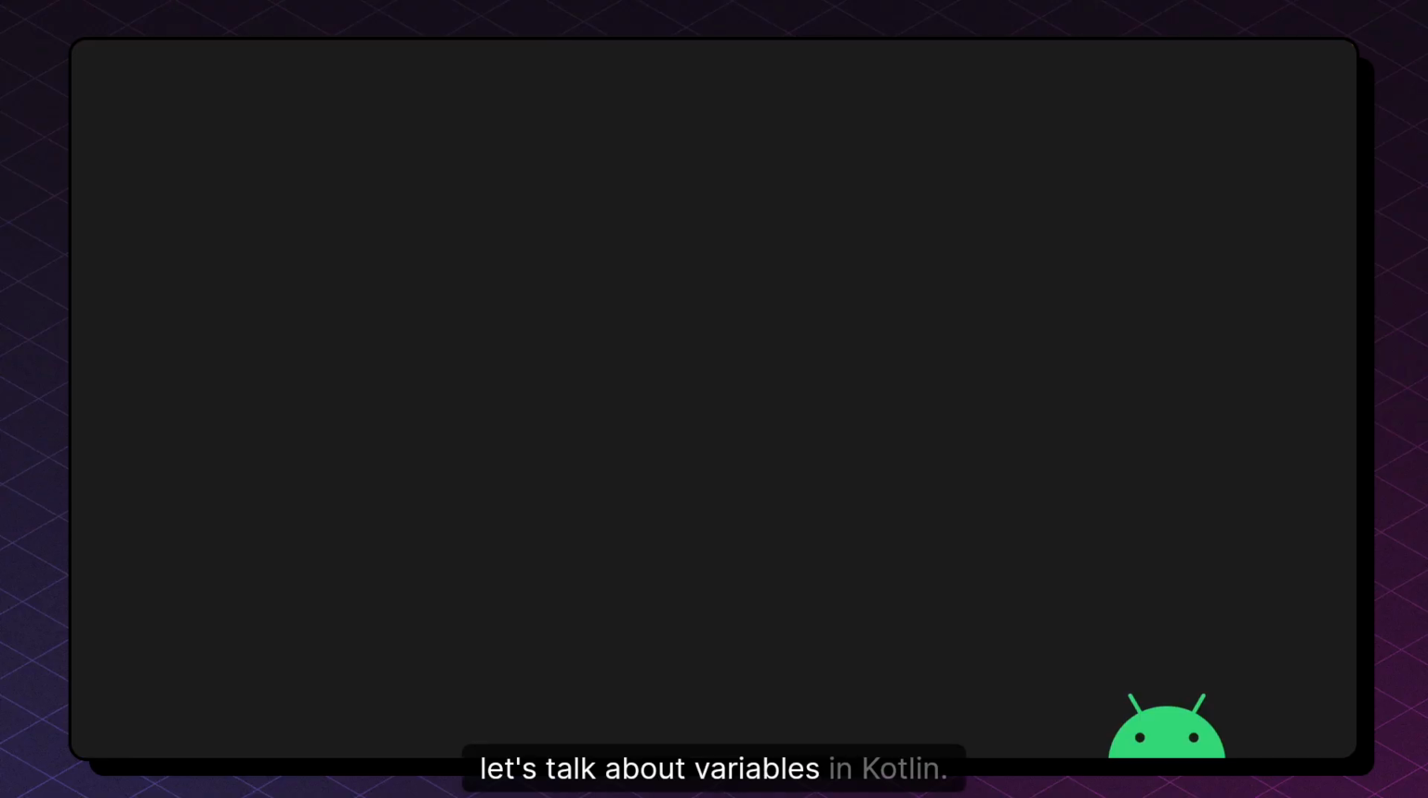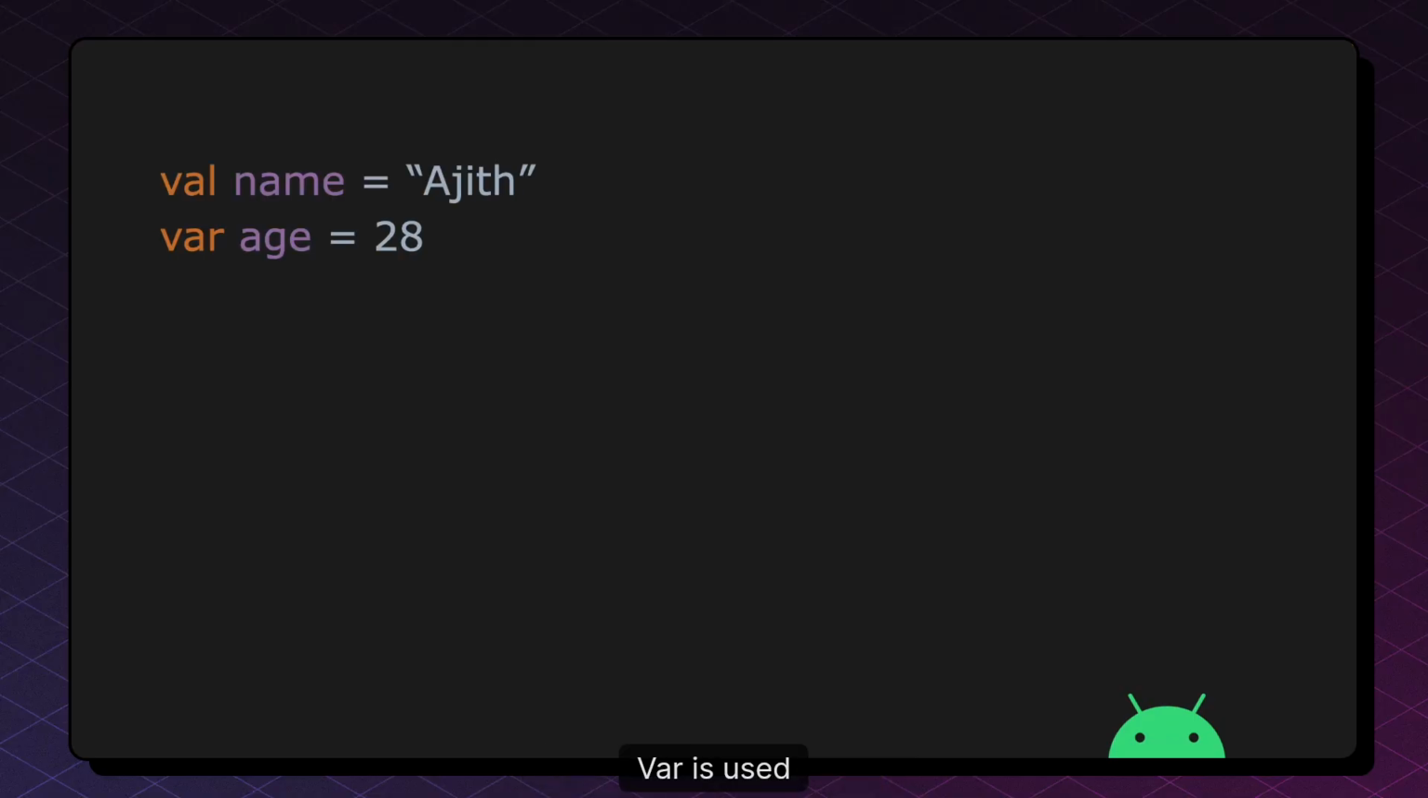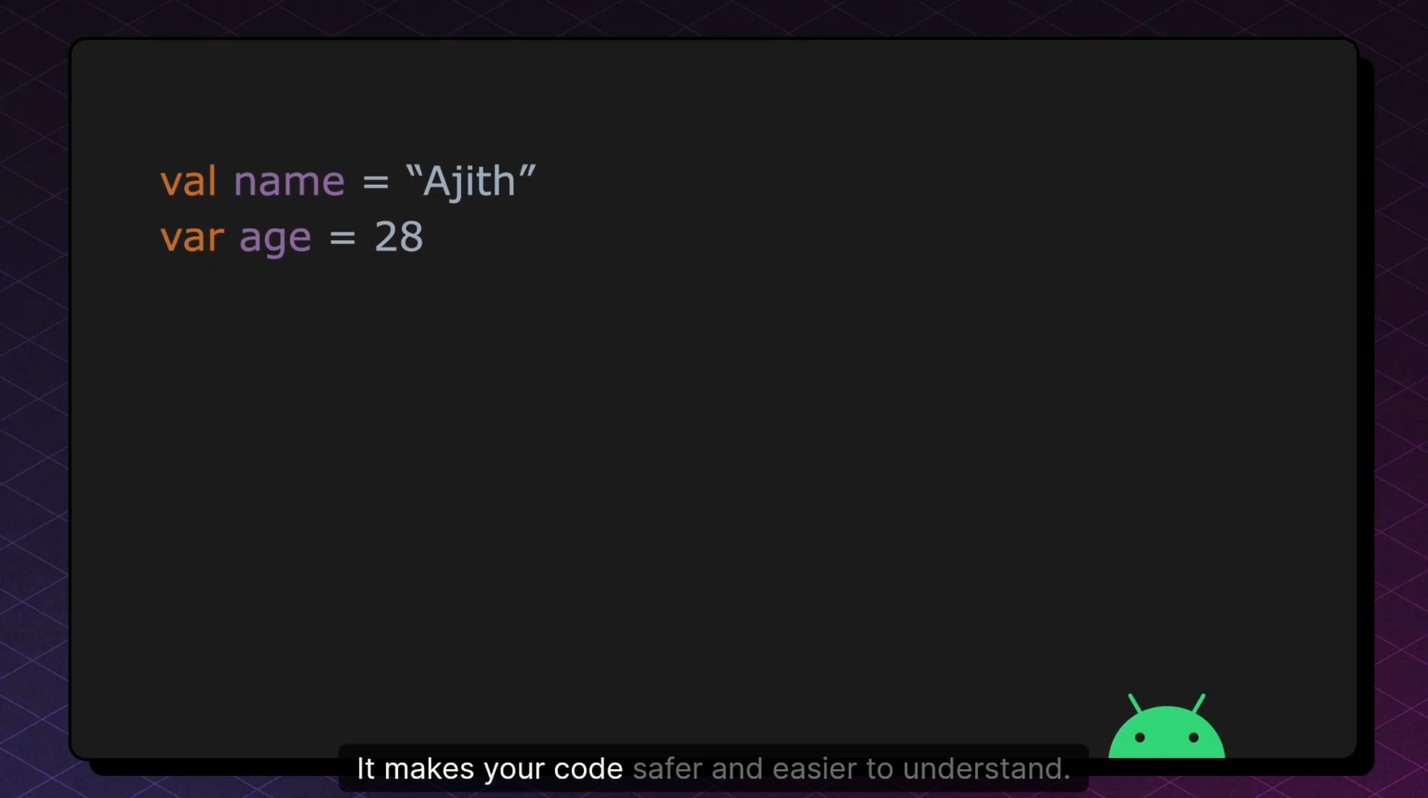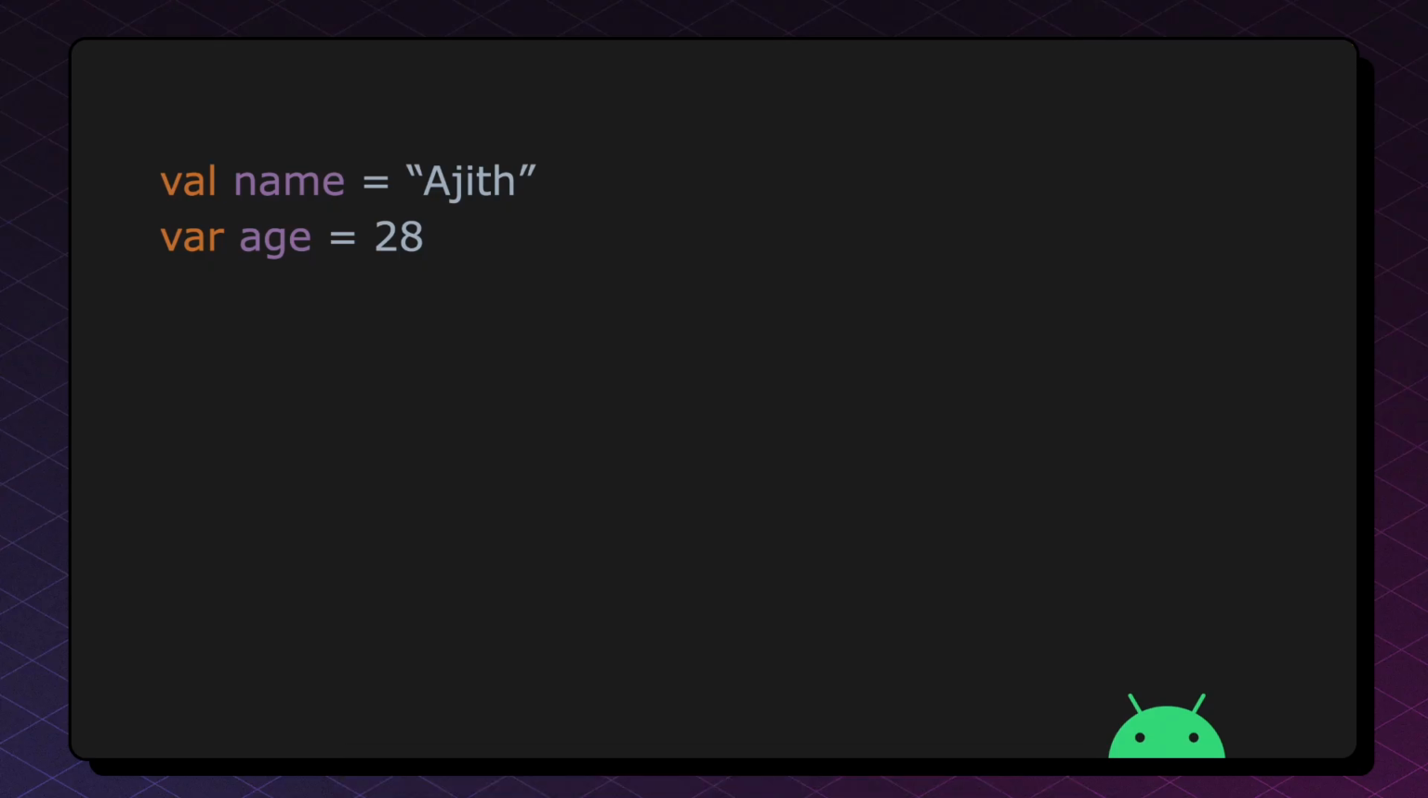Now let's talk about variables in Kotlin. In Kotlin, we mainly use two keywords, val and var. Val is used for read-only variables. Once you assign a value, you cannot change it. Var is used for mutable variables, meaning the value can be changed. For example, val name = "Ajit", var age = 28. As a best practice, always prefer val whenever possible. It makes your code safer and easier to understand.